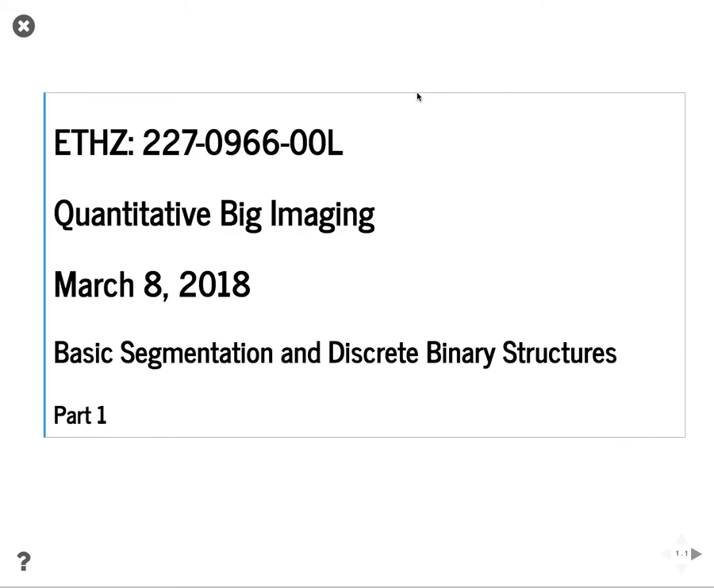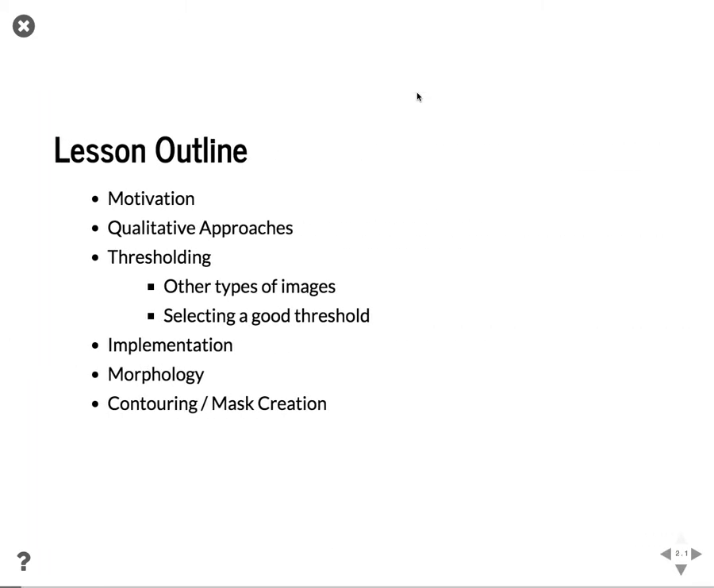So this lecture will be about basic segmentation and discrete binary structures. And what that connects to, we'll talk about in the beginning. What's the initial motivation for doing this? What are some of the qualitative approaches? What is thresholding? What other kinds of images can you apply it to? What does selecting a good threshold mean? And then we'll talk a little bit about machine learning.